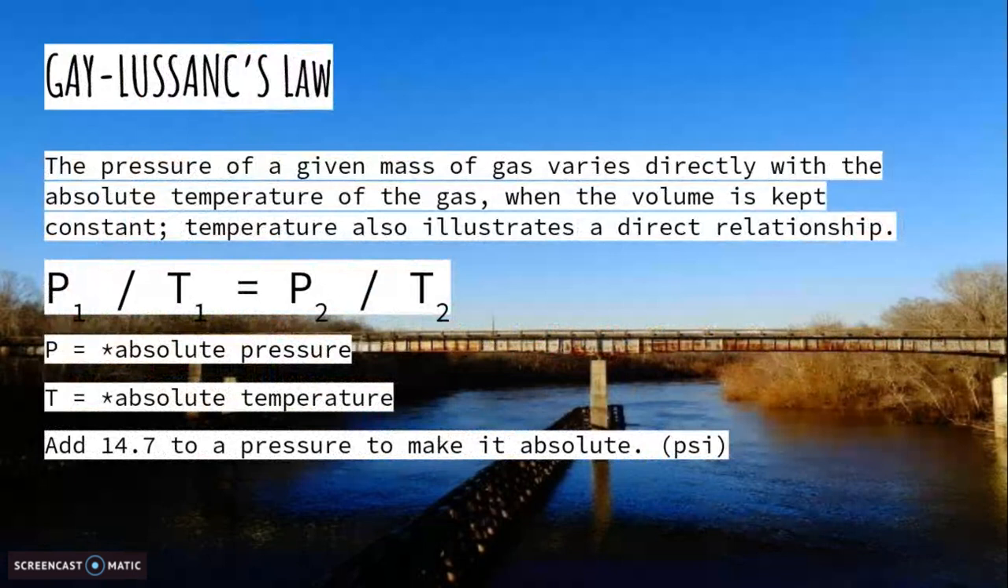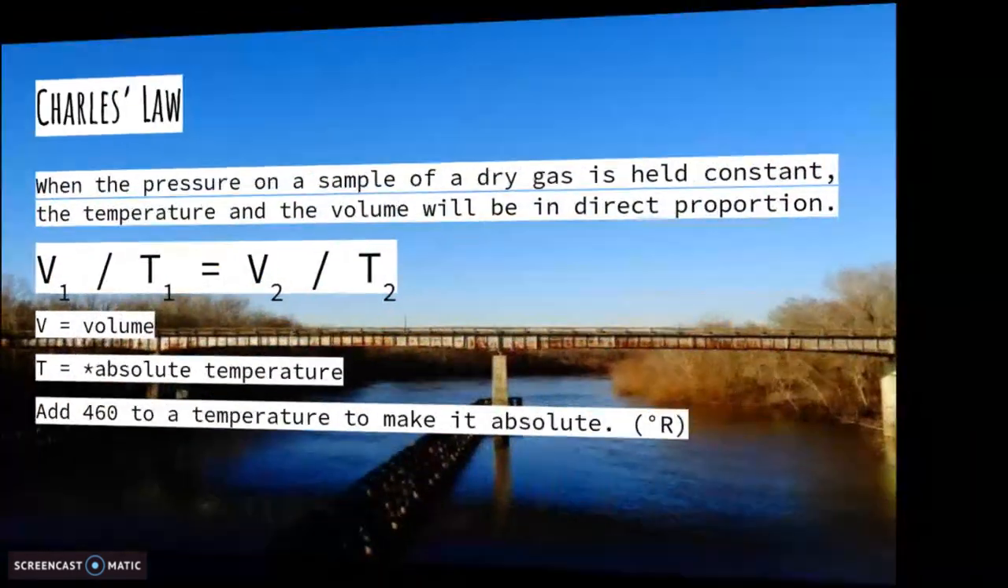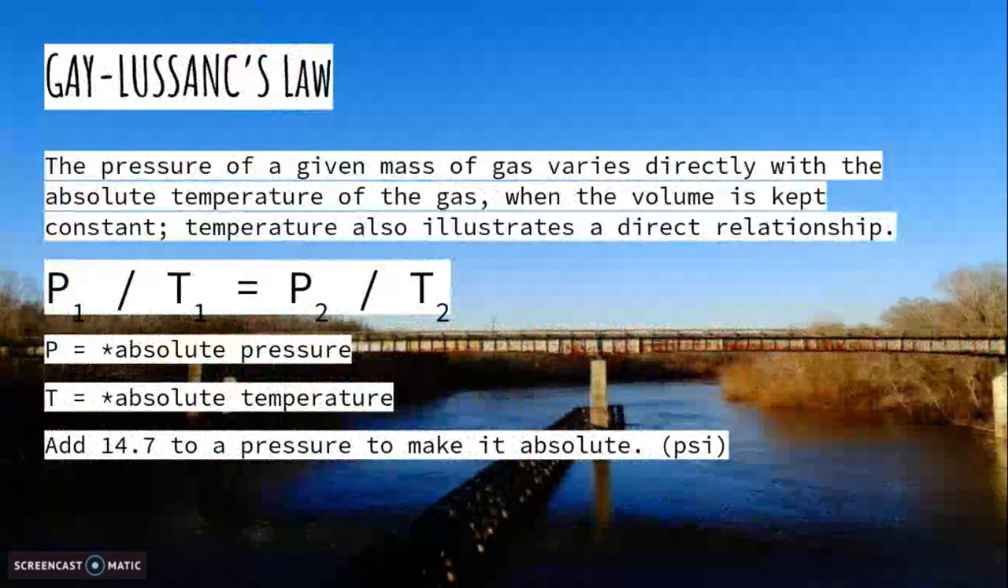So Gay-Lussac's law, I think that's how you say it, Lussac, states the pressure of a given mass varies directly with the absolute temperature of the gas when the volume is kept constant. Temperature also illustrates the direct relationship. Basically, this is saying, just like with Charles's law, the pressure will increase as temperature does. You see the equation there, pressure 1 divided by temperature 1 equals pressure 2 divided by temperature 2.